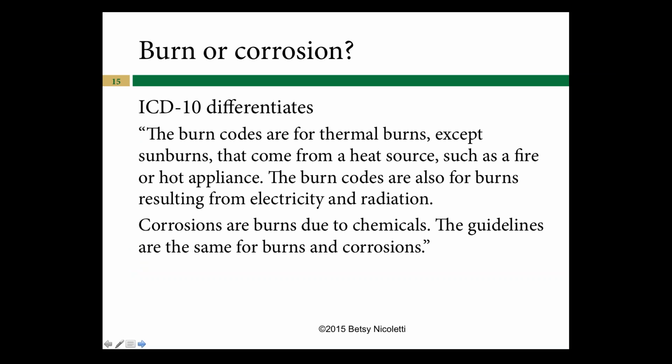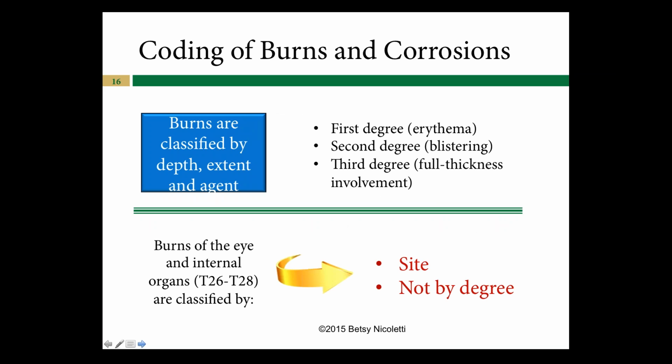ICD-10 differentiates between a burn and a corrosion, and I put a quote around this because this is from the guidelines. The burn codes are for thermal burns that come from a heat source. And we'd also use those for burns from electricity and radiation. And corrosions are burns due to chemicals. So we're going to have a different diagnosis code depending on how the patient was burned. And then, of course, burns are no different than now. Burns are classified by depth, by the extent or degree, by body area, and by agent, by how it happened. For burns of the eye and the internal organs, those are classified by site, not by degree.